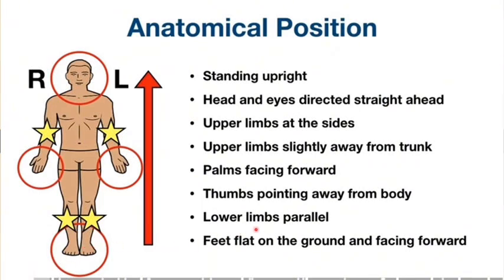So this is the anatomical position. Again, you're standing upright. Your upper limbs are slightly away from the trunk such that it creates an angle. The upper limbs are also on the sides, not behind your back. The palm is facing forwards. The thumb is away from the body. The lower limbs are parallel to each other, and the feet are flat on the ground. So this is the anatomical position.